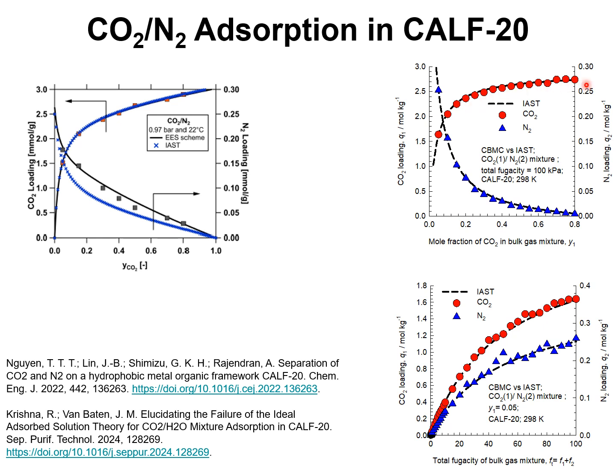The red circles are the CO2 loadings from molecular simulations. The blue triangles are the nitrogen loadings in the adsorbed phase, and the axis for the nitrogen loading is on the right-hand side. The dashed lines are the estimates of the IAST. What we observe is that the IAST is in excellent agreement with the CBMC simulations for mixture adsorption of CO2 and nitrogen.